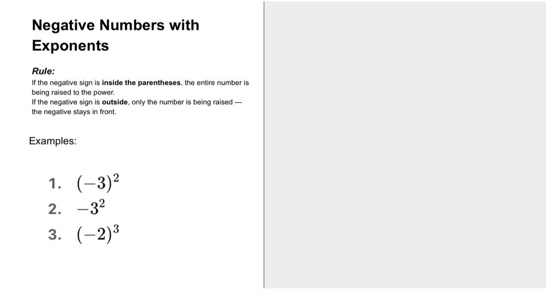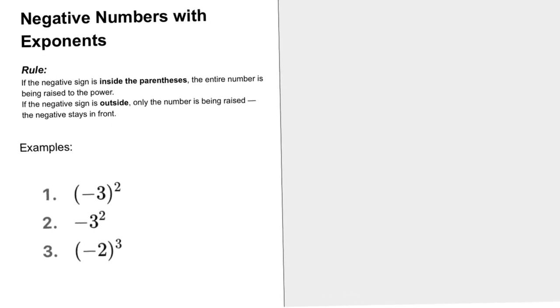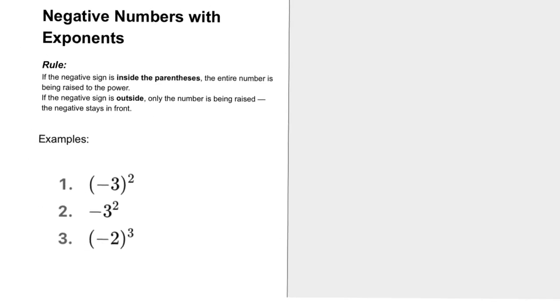All right, one last thing to note, negative numbers with exponents, there's a specific rule that follows this. If the negative sign is inside the parentheses, the entire number is being raised to the power. That means the base is a negative number. So I'm going to show you here when we have -3 raised to the second power and the negative is inside the parentheses, this means that we are multiplying -3, our base, twice. And so the answer will be 9.